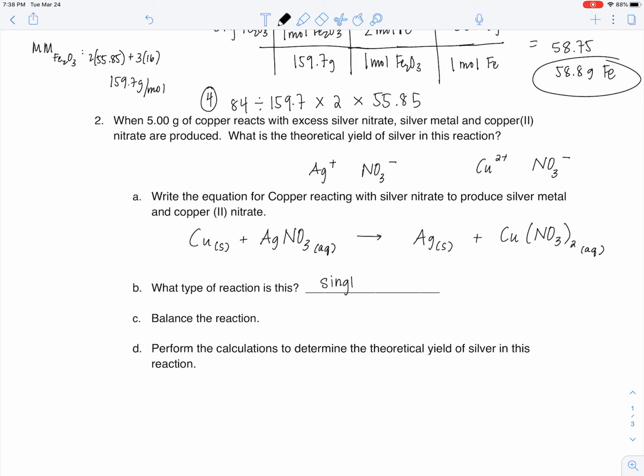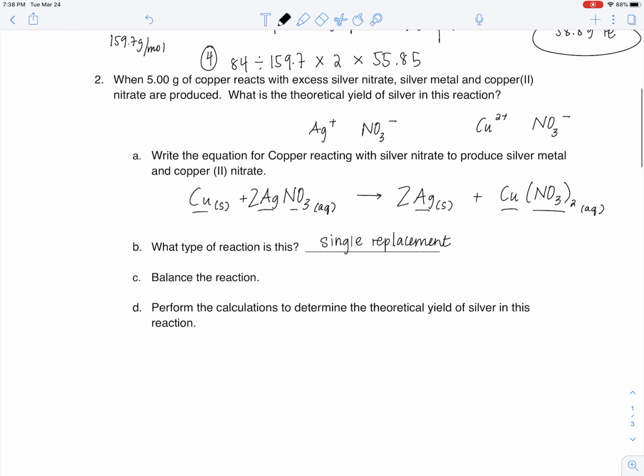Now this is a single replacement reaction. For those of you who guessed that, great job. The reaction's not balanced, right? We have 1 copper, 1 silver, and 1 nitrate on this side, and on this side we have 1 silver, 1 copper, and 2 nitrates. So in order to make it 2, we're going to put a 2 right here and a 2 right there, and now it's balanced, okay?